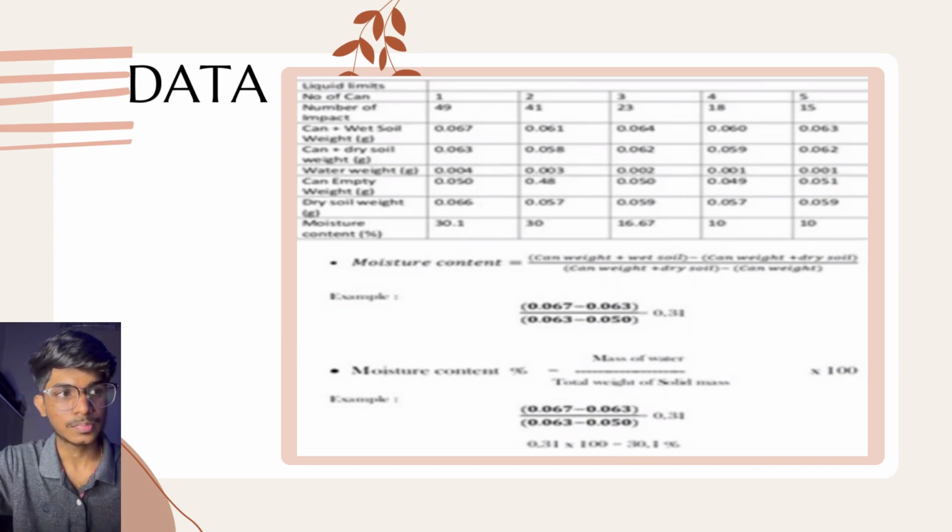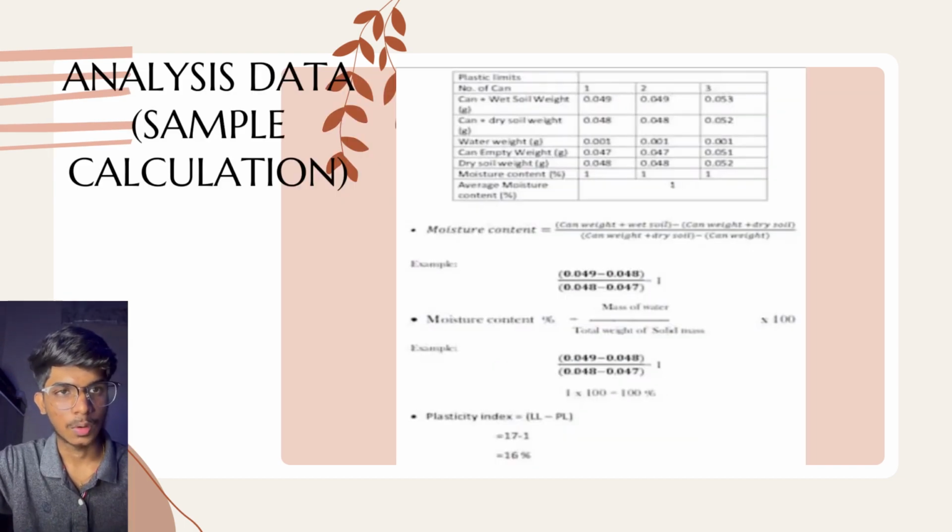In the end, we will calculate the moisture content as a percentage, which means the mass of water should be divided by the total weight of solid mass and multiplied by 100, and we will get the end point. Now let's see the analysis data, where I have included the sample calculation.